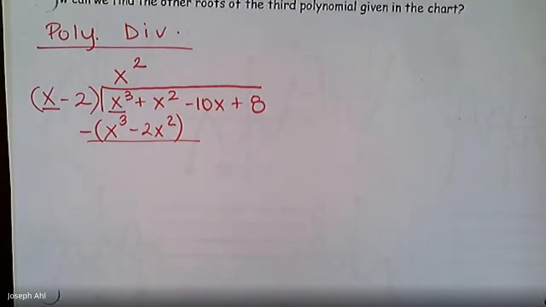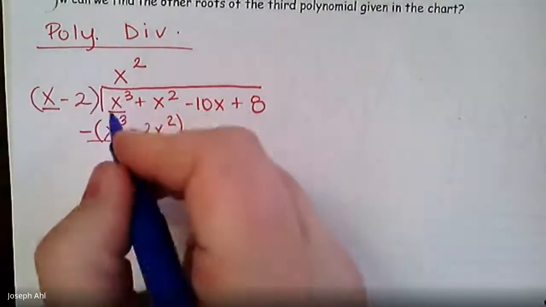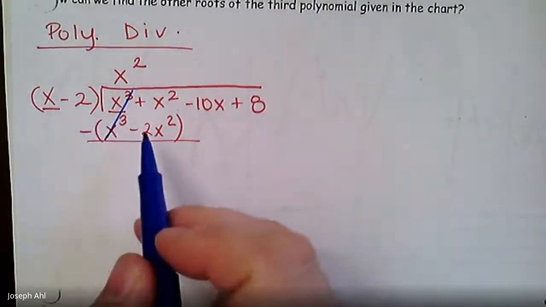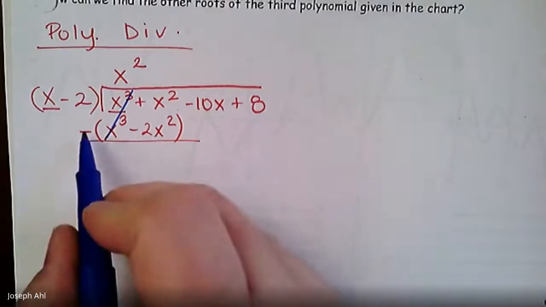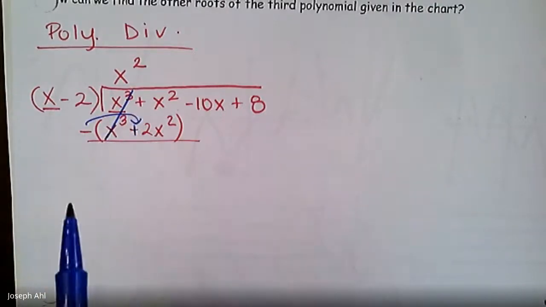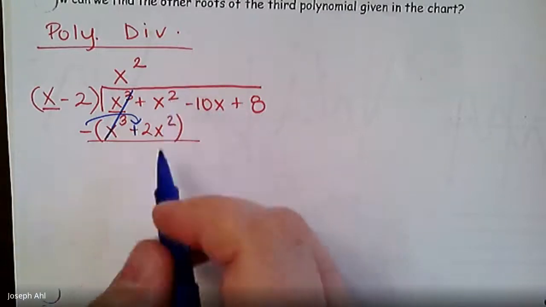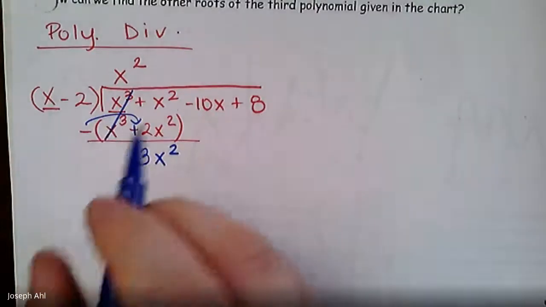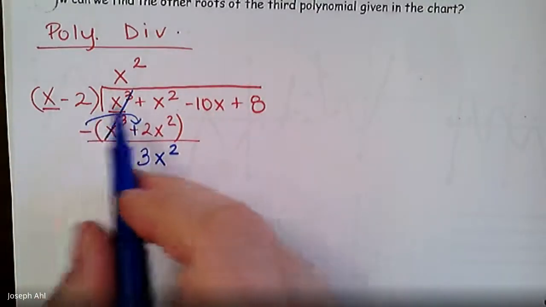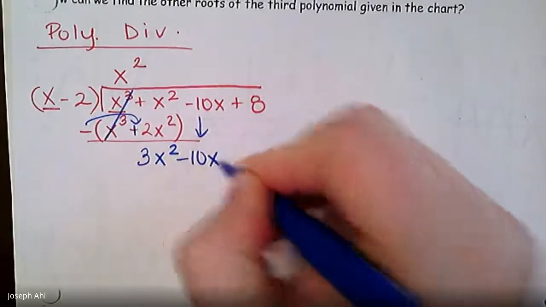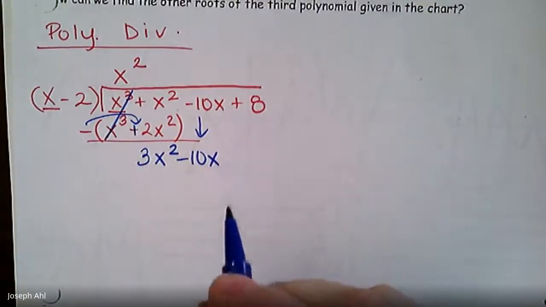Okay, subtracting is where things get a little tough sometimes for students because x cubed minus x cubed, that's the easy part. But they forget to carry that negative over to the 2x squared. So if I distribute that negative across, now this becomes a positive 2x squared. And x squared plus 2x squared is 3x squared. So just be careful about that one step there, distributing the negative all the way across. But bring down the negative 10x and then start the process over again.